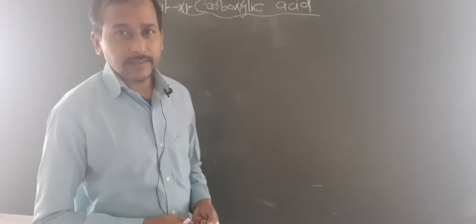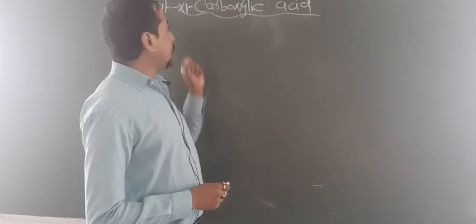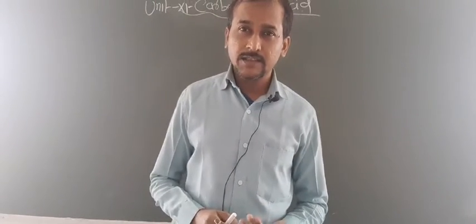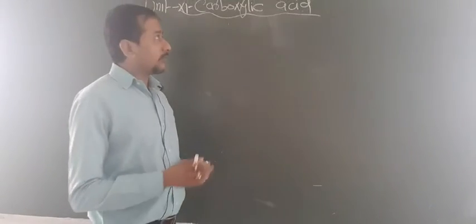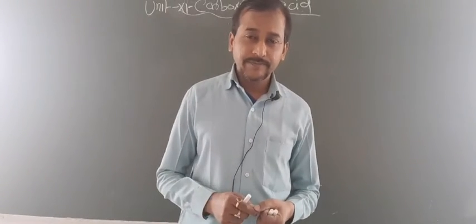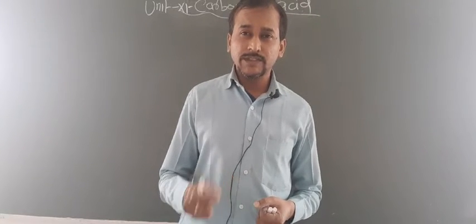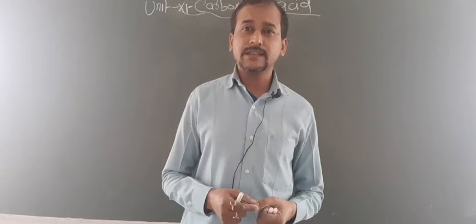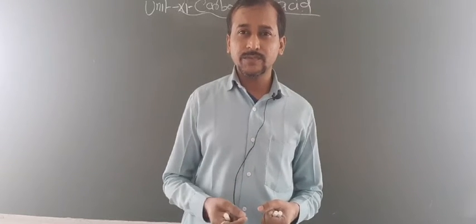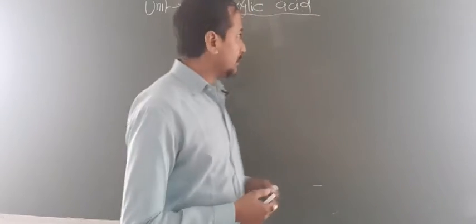Now dear students, let us focus on the second part of unit 11, that is known as carboxylic acid. First of all you have to know what a carboxylic acid is. Carbon containing compounds which are attached with a carboxyl group, that is the COOH group, as a functional group, behave as carboxylic acids.